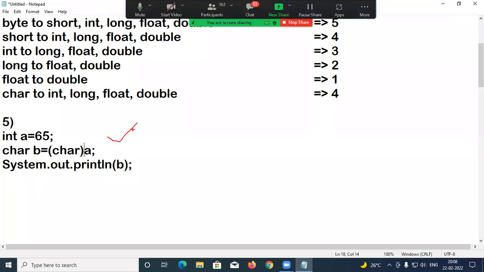But what will the output be? Output is capital A, because we are printing the character value, char B. So the output is capital A, because 65 means capital A. Okay, note down this one also, the sixth one. It is valid.